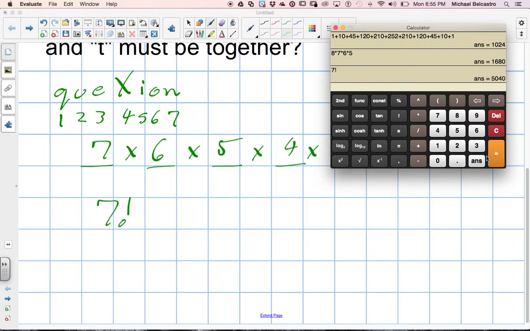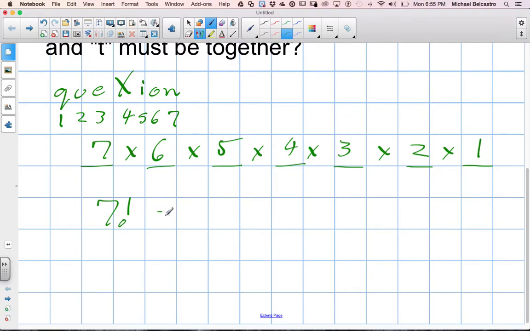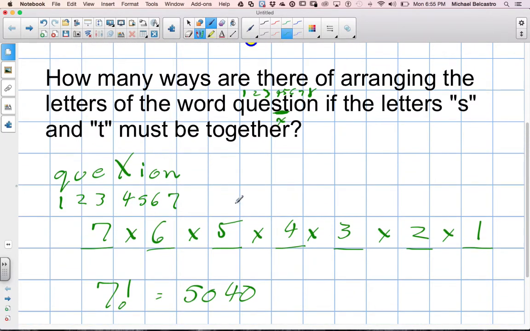Ooh, it's huge. 5,040, according to this. There are 5,040 different ways to set this up if the letters ST must be together. Now, we did make an assumption, though. We made an assumption that the order is ST, since they don't say that in the question.